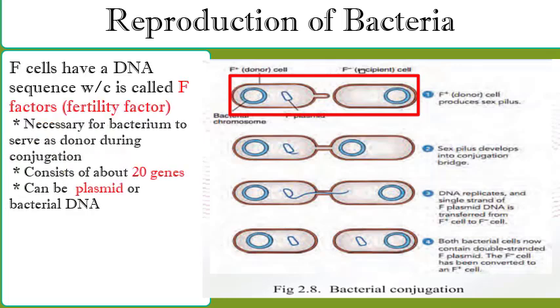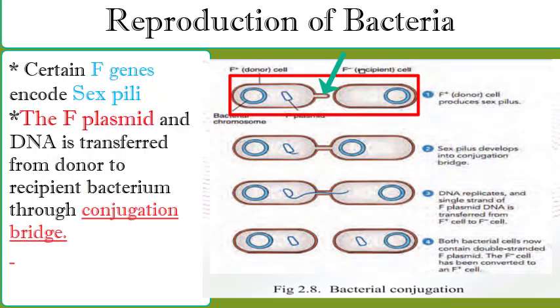F plus cells have a DNA sequence which is called the F factor, or fertility factor. These are necessary for a bacterium to serve as donor during conjugation. This fertility factor is supposed to contain about 20 genes and can be in the form of plasmids or part of the DNA in the bacterial chromosome.